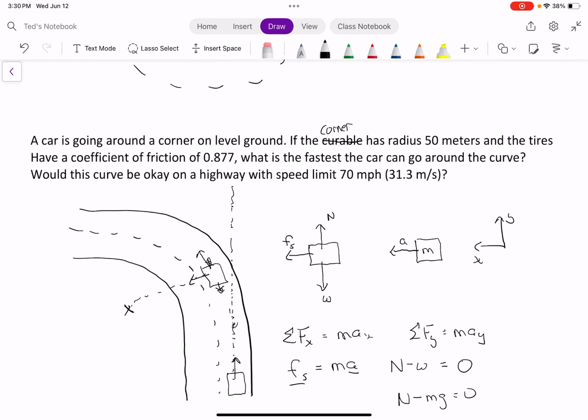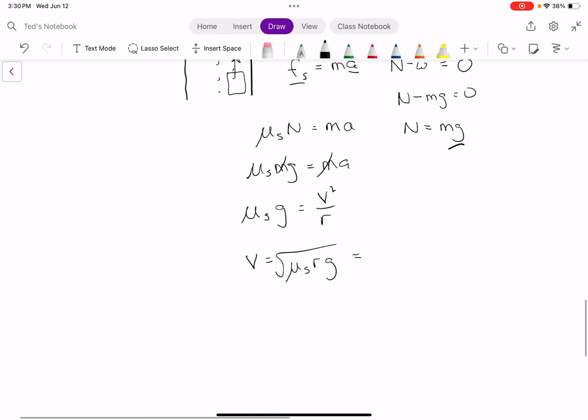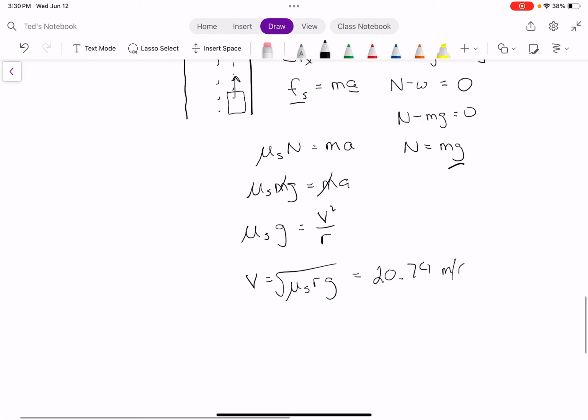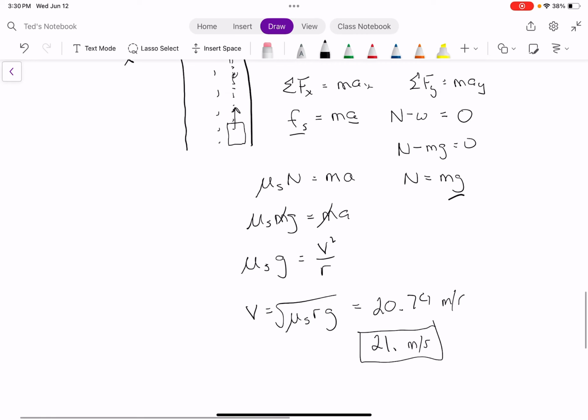the square root of 0.877 times 50 meters times g, 9.81, which gives 20.7 meters per second. And this problem has two significant digits, so we're going to call that about 21 meters per second is the fastest you can go around that corner before you start to skid, because that will give us the maximum possible static friction.